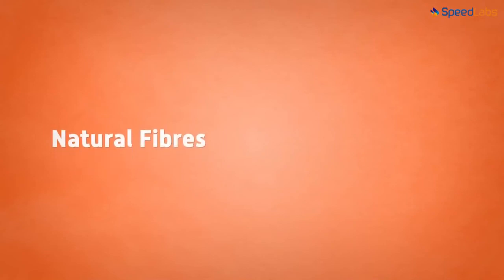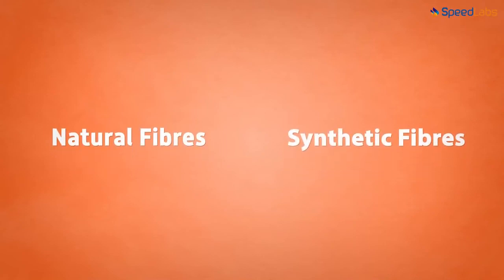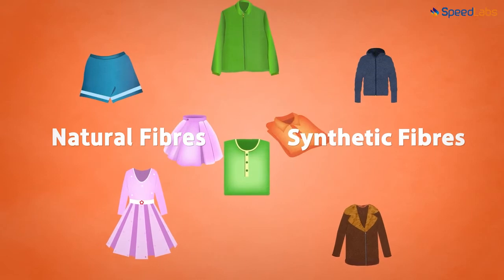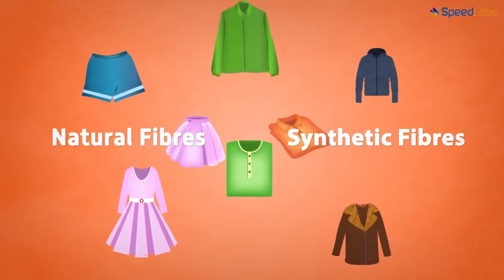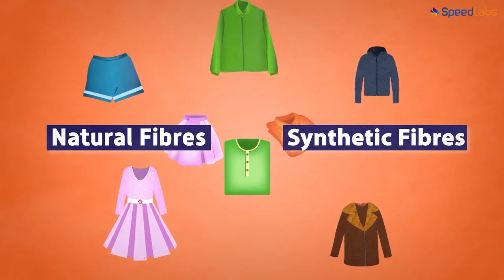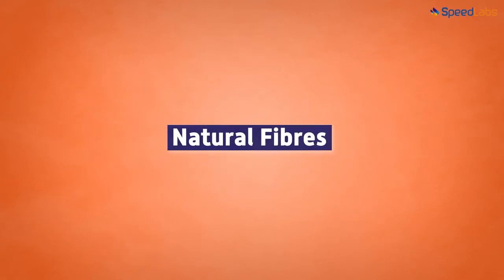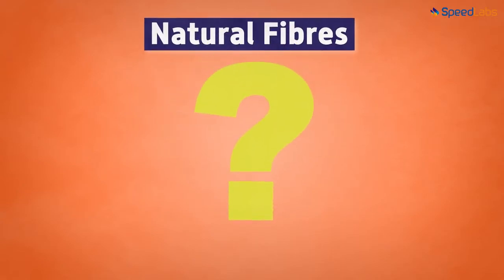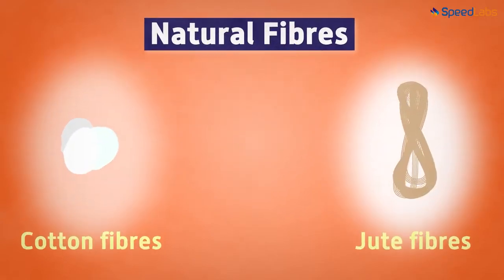Natural fibers and synthetic fibers are the two major types of fibers used by mankind. We have already been introduced to both these types. Let us now get into the details of the natural fibers by looking at a few examples. Can you list a few examples for me? Cotton and jute are the most widely used natural fibers.